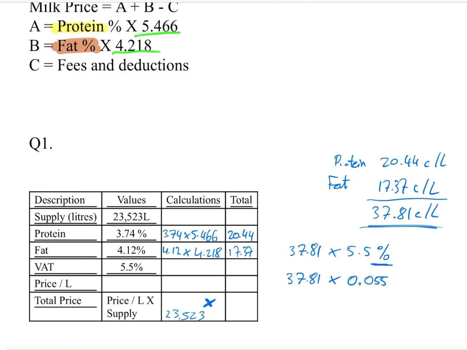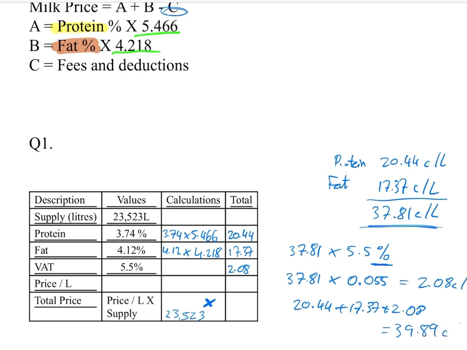When we multiply that out, we have 2.08 cents per litre added on for VAT. Now I'm going to add them all up. We have no C in this question, so we have nothing to deduct. So 20.44 plus 17.37 plus 2.08 gives 39.89 cents per litre. That's the price we're getting per litre of milk.